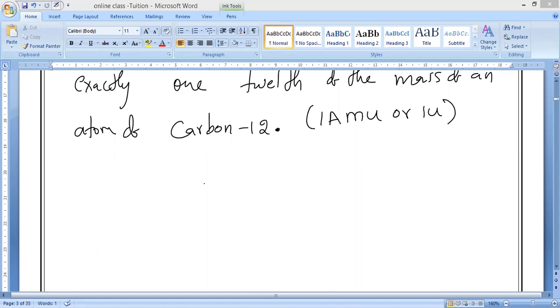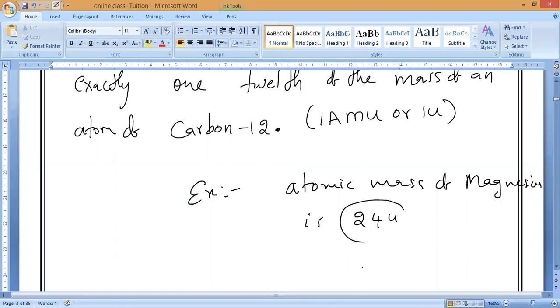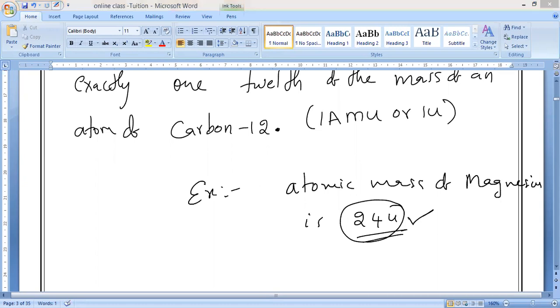Suppose, for example, I say the atomic mass of magnesium. Number of protons and neutrons in the nucleus, sir. I know that, brothers, number of protons plus number of neutrons. But here you are finding it with the help of what? Carbon 12 atom. Yes or no? Carbon 12 atom, sir.